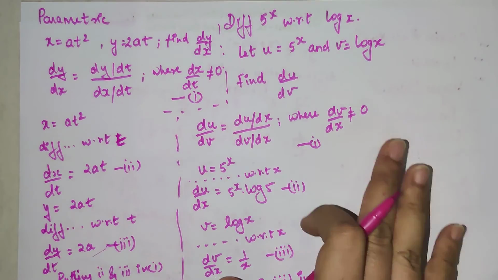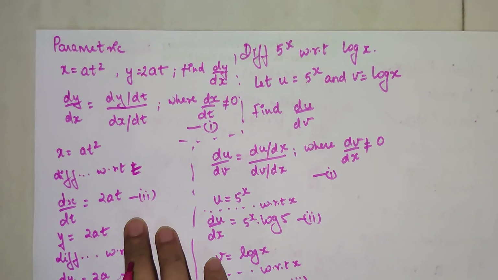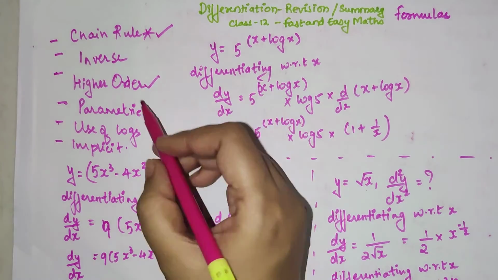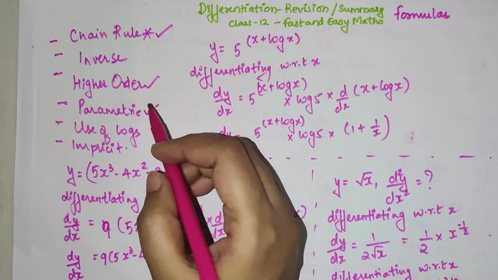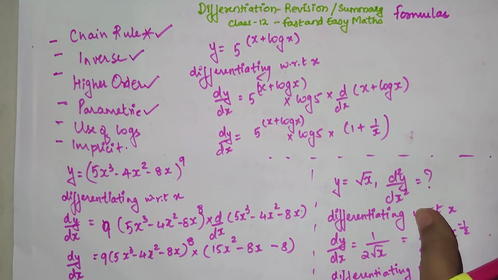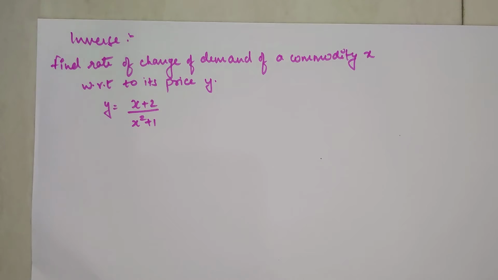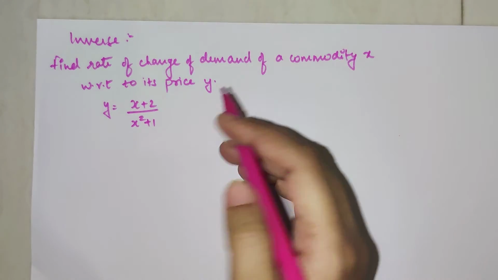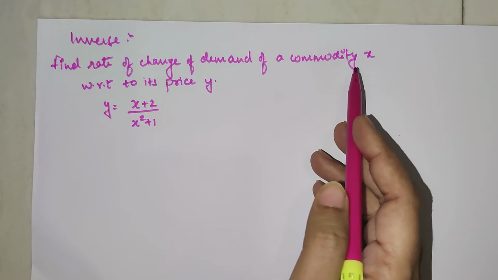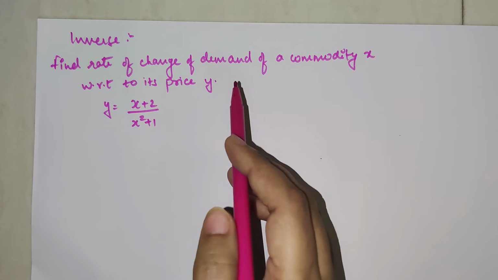Now students, this was the type which was parametric. As you all saw, we have now covered the type parametric. After this we will cover the type which is inverse. Okay, so let's begin. The question which can be asked in inverse is: find the rate of change of the demand of a commodity x with respect to its price, which is y.